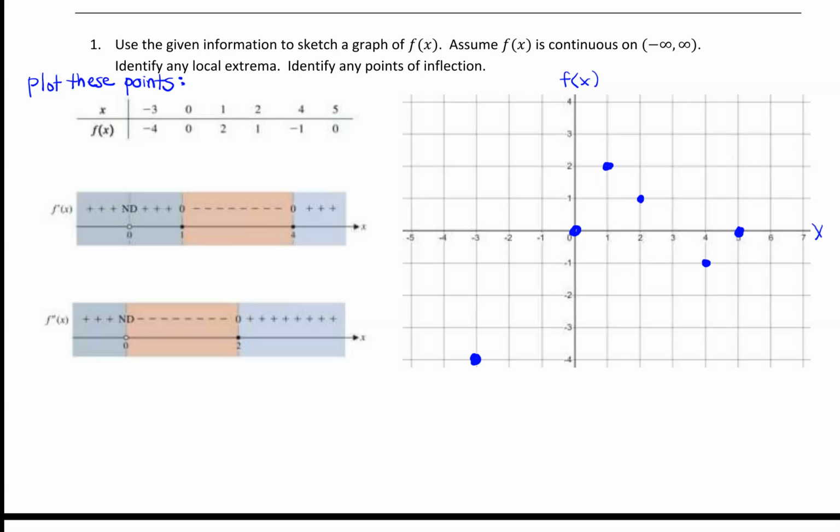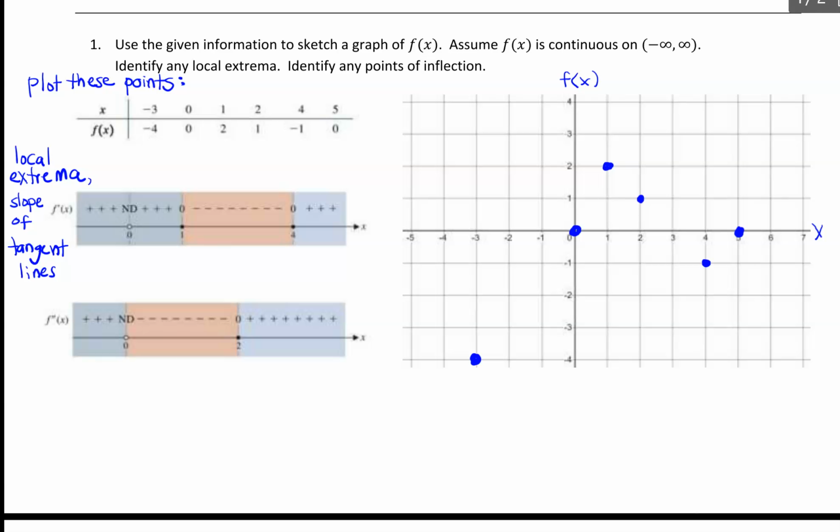In this question, we've been given a table of points and two sign charts, and we're being asked to graph the original function f of x. So I went ahead and plotted the points, and now I'm moving to the first derivative sign chart. That first derivative sign chart is going to tell me the local extrema, that's local mins and maxes, and it's also telling me the slopes of the tangent lines on the graph.